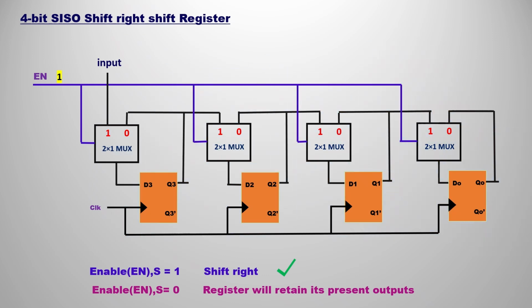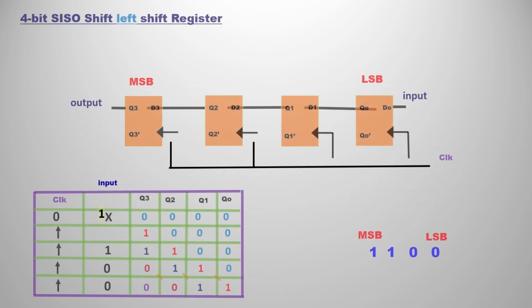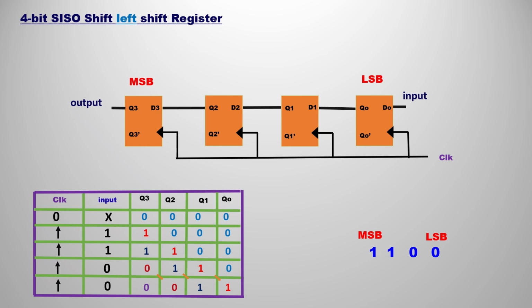So if you observe clearly, when enable is 1, or the select line is 1, we are going to have the right shift. You can relate it with the normal circuit diagram also. If you have the enable as 1, in the 2x1 multiplexer we are going to select line 1. So what is line 1? That is the input. The input will enter D3, then it will pass to the second flip-flop D2, and like that it is going to pass. The remaining part would also be the same.